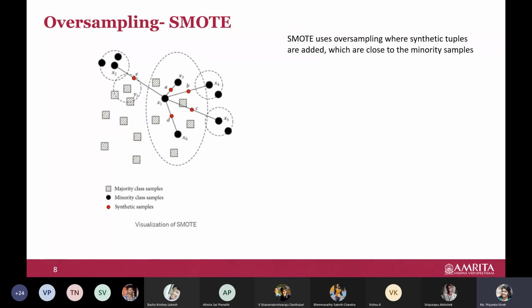SMOTE itself has a lot of variations, but that is out of scope. But understand that you have oversampling techniques where SMOTE is one basic approach which actually worked well. And of course, if you're working with, say, medical data, when you have real data and you synthesize some data, you might have a doubt whether it is sensible.